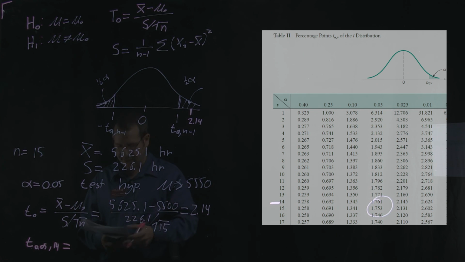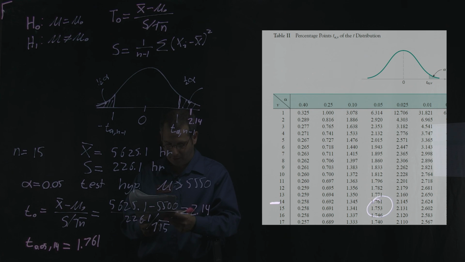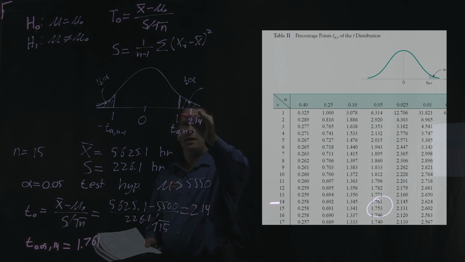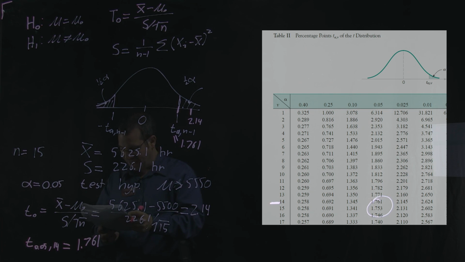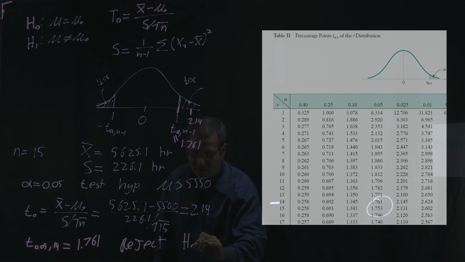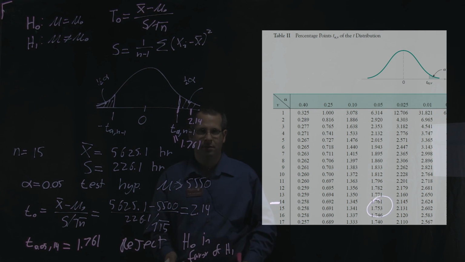It's a little hard for me to see on the screen, but I get a value of t equal to 1.761. The value in this example is 2.14, so I'm further away than that. So I am going to reject H naught in favor of H1.